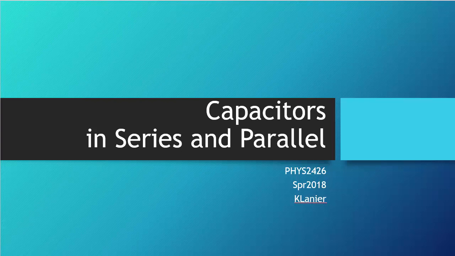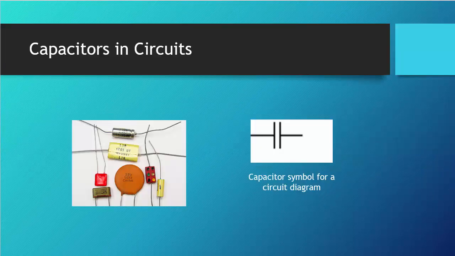So now that you know a little bit about what capacitors are, we're going to talk about actually using them in a circuit. And so we're going to talk about series and parallel capacitors. But first, here's just a couple pictures. The first one is just what capacitors look like. And they're really very small elements in a circuit.